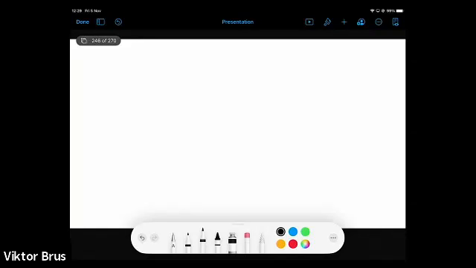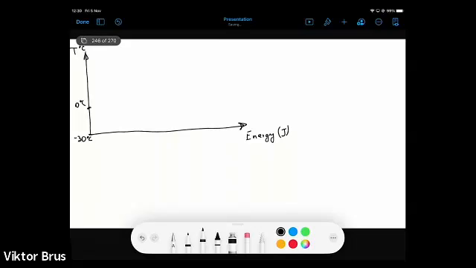So to make it more visual, we will consider a plot. Here we will have energy in joules transferred to the system. Here will be temperature in degrees Celsius. Let us assume that here somewhere we have 0 degrees Celsius. We will start, let's say, from minus 30 degrees Celsius, and we have a certain mass of ice, m_i, mass of ice.